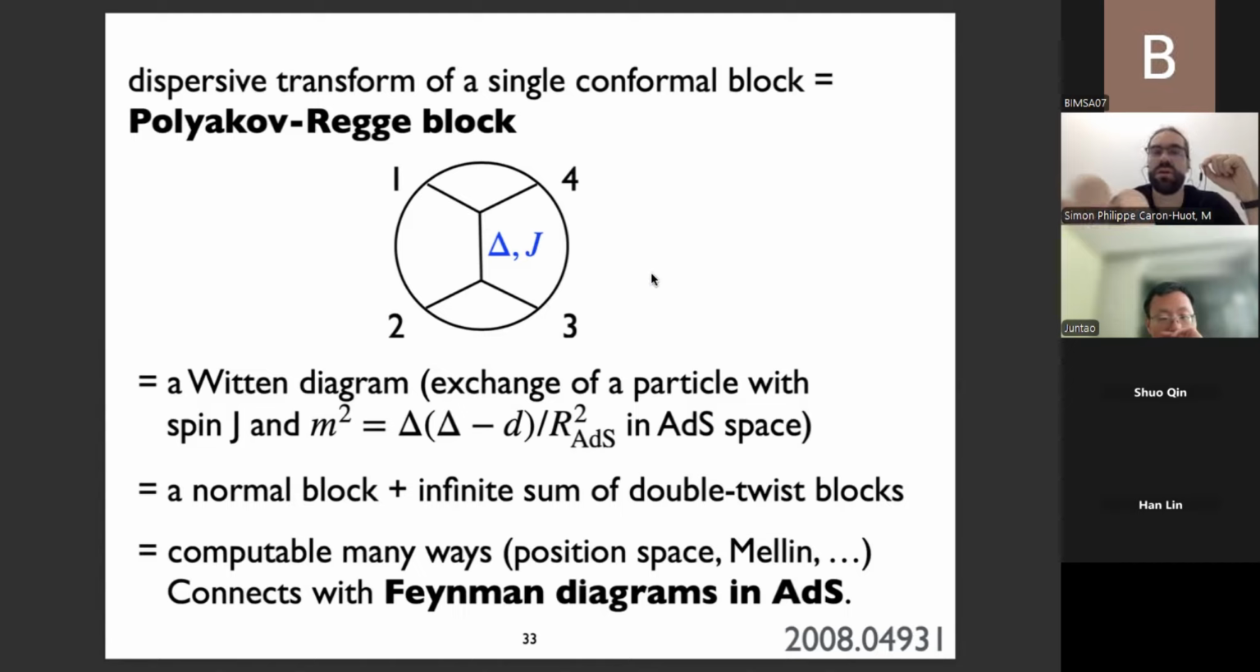So I will come back to this. This formula will be useful later, as a stepping stone toward talking about holography. Here, it's just kinematic. You can use these Polyakov-Regge blocks in theories that are not holographic, and they just work. They're just kinematical objects, but they're a good stepping stone to holography.